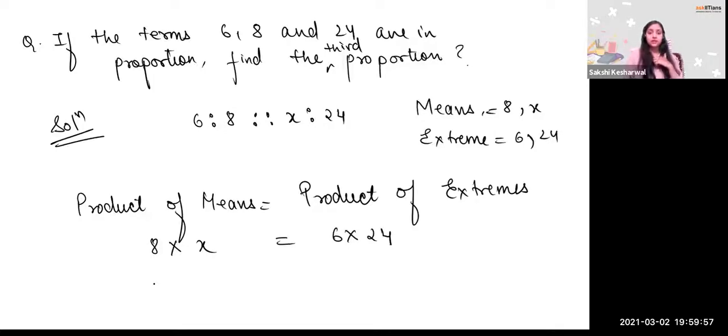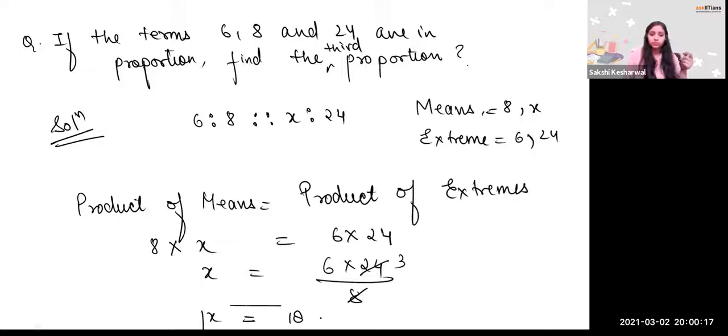We have learned this in algebra. So 8 into x. Now 8 is in what? In multiplication, so it will go into division. So 8x is equal to 6 into 24, divided by 8, which is equal to 3. And then x is equal to what? x is equal to 18. That's it. That's your answer.